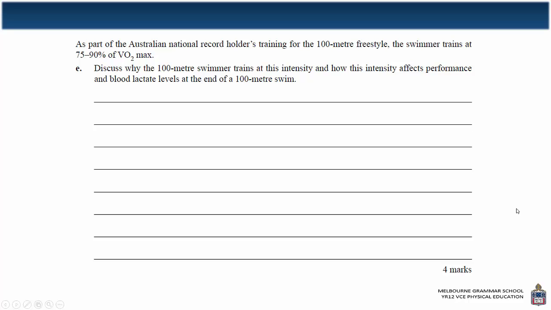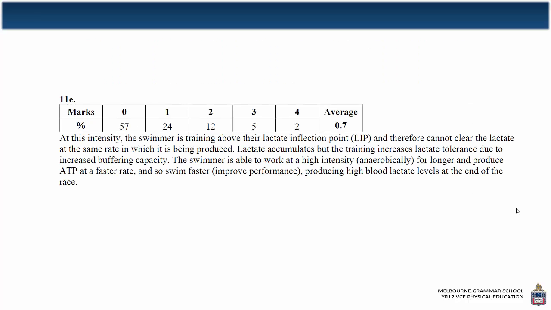Discuss why a 100 metre swimmer trains at this intensity and how this intensity affects performance and blood lactate levels at the end of a 100 metre swim. It's worth 4 marks. Let's see what the assessors had to say about that one. 57% of the state, firstly, got 0.